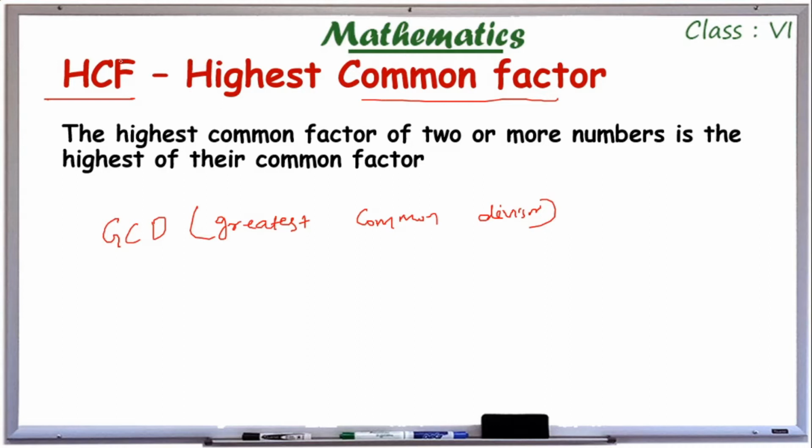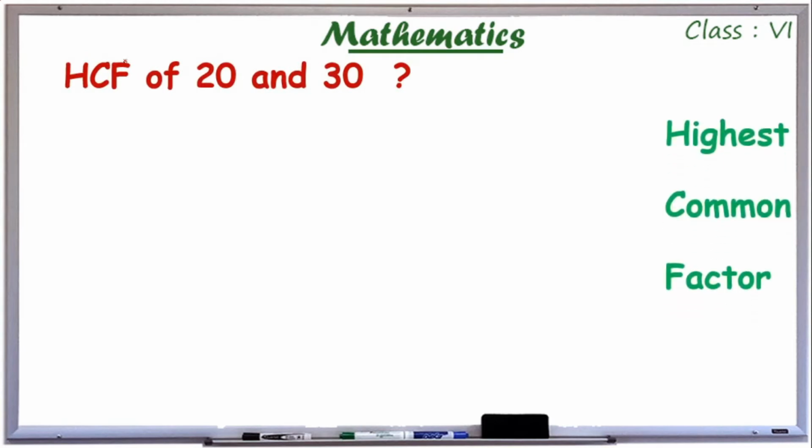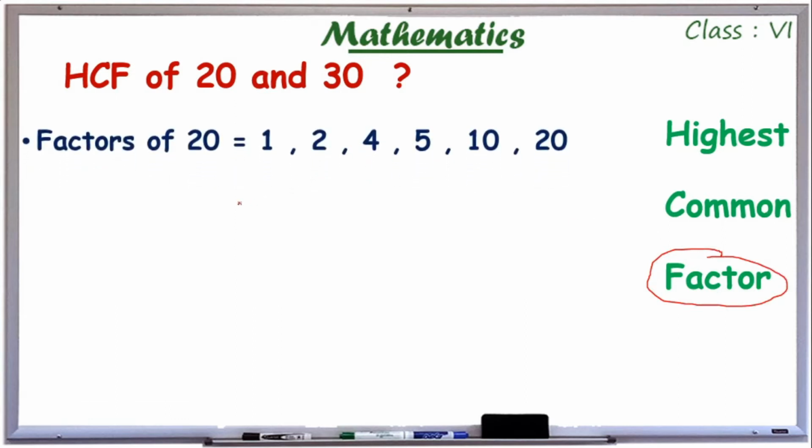For small numbers we have an easy method to find common factors separately. For example, we have to find the highest common factor of 20 and 30. First look at these words, highest common factor. First we have to find factors. So I am finding factors. If you don't know how to find factors, you have to go to the previous video.